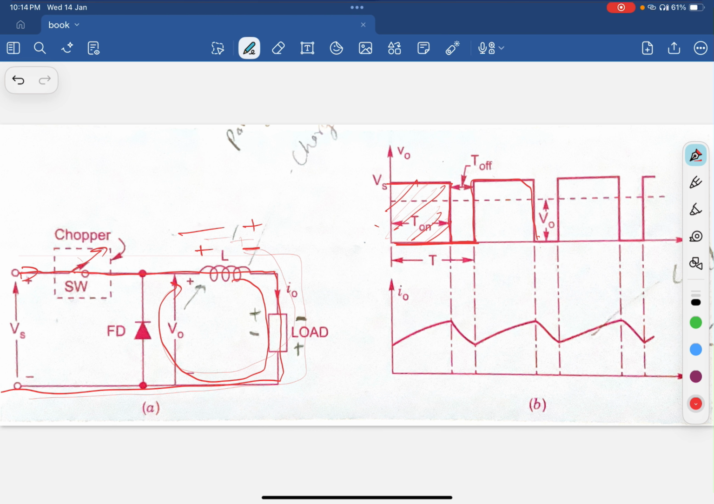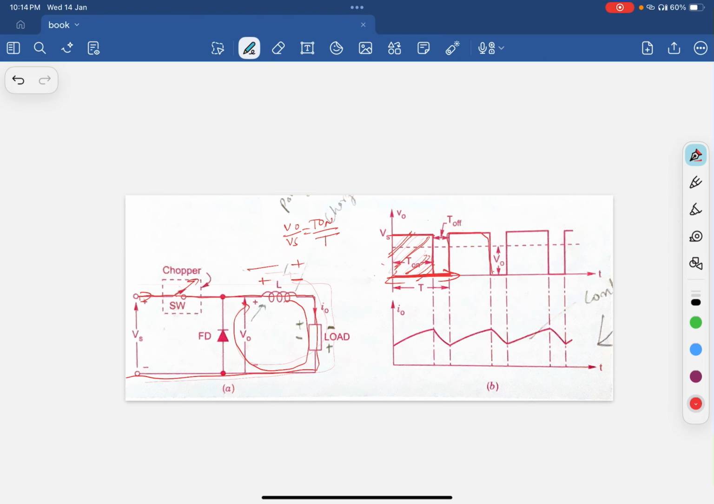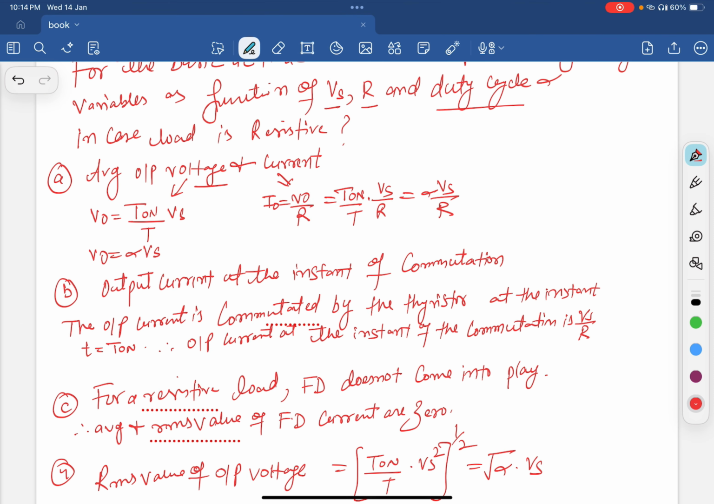As you can see here, this is a periodic waveform. How do we calculate the average output of any waveform? It is the area upon T, the time period. So V output upon V supply is equal to T on upon T, and this is called alpha. So V output is equal to alpha times Vs. Also we can calculate the current I naught by dividing the output voltage by the resistor R.